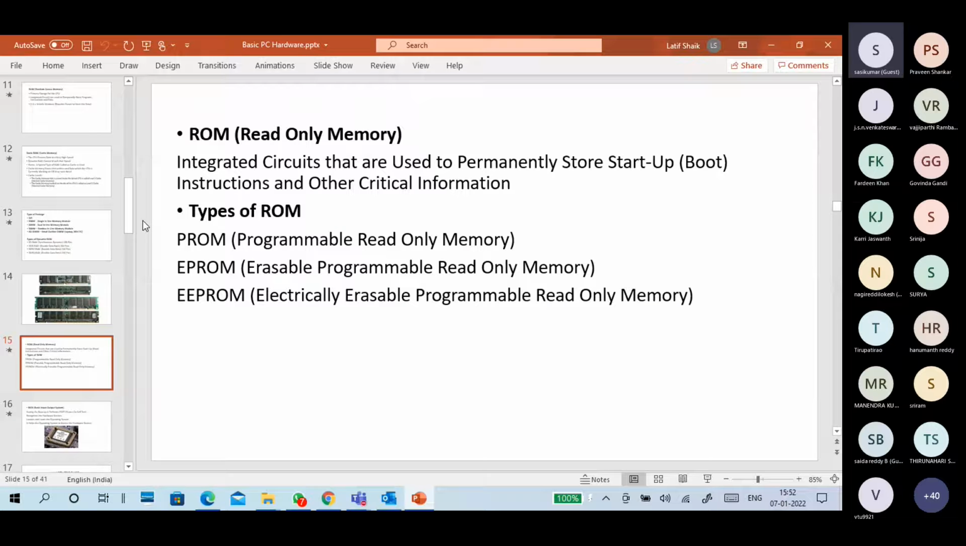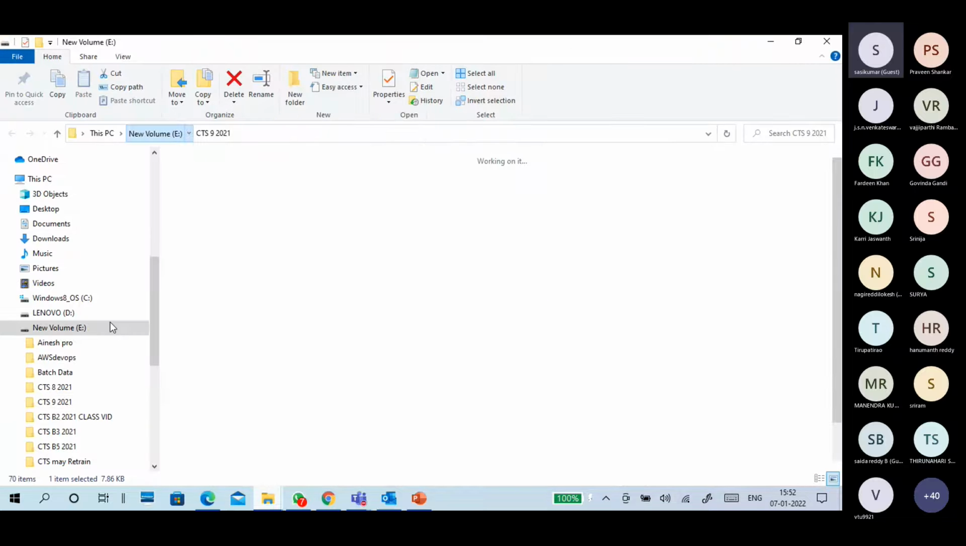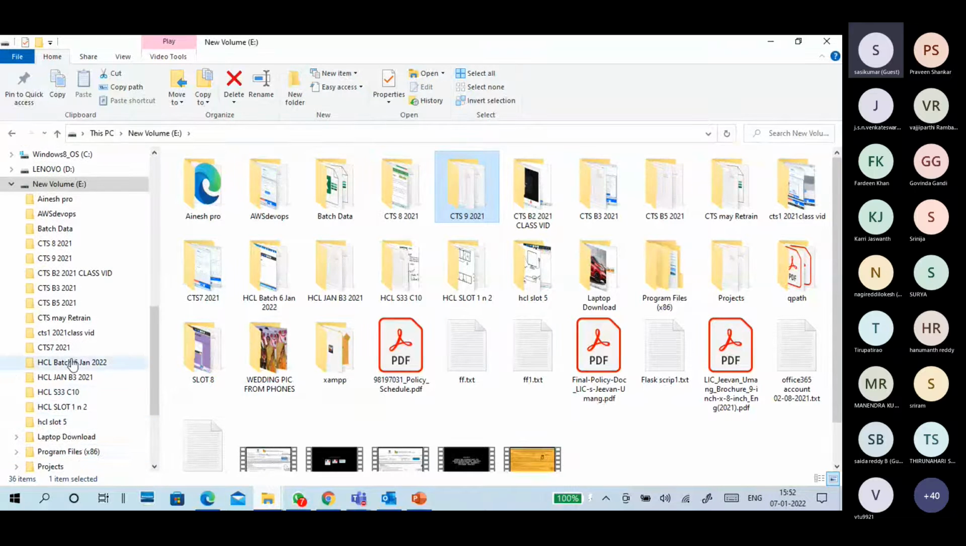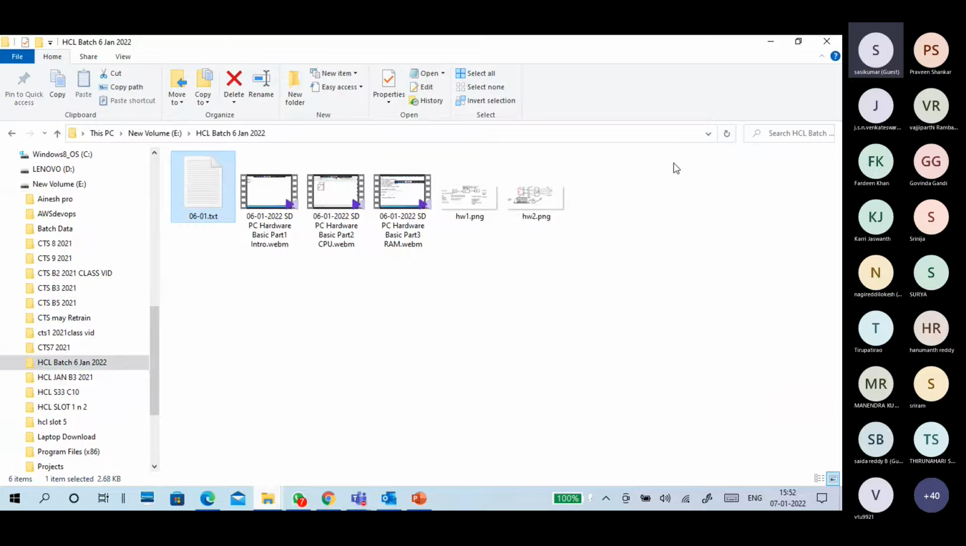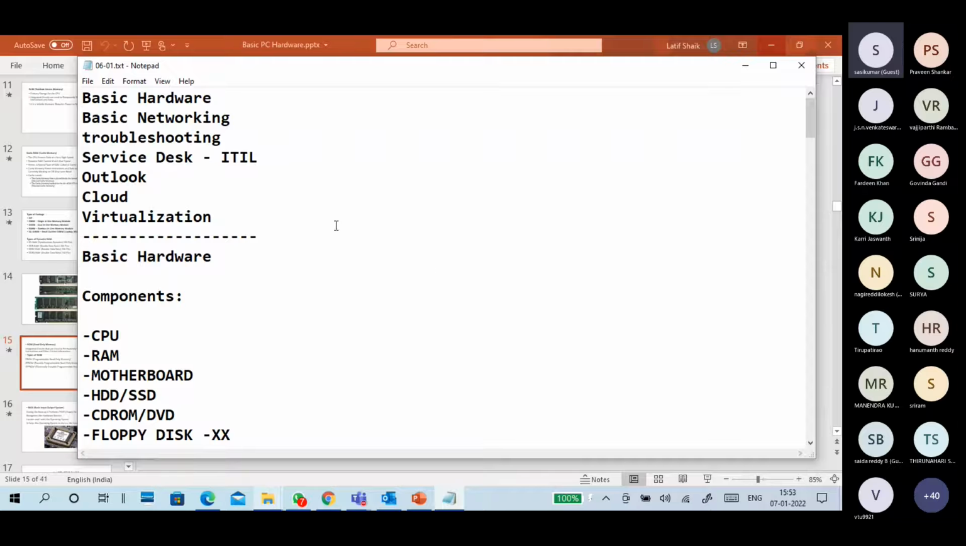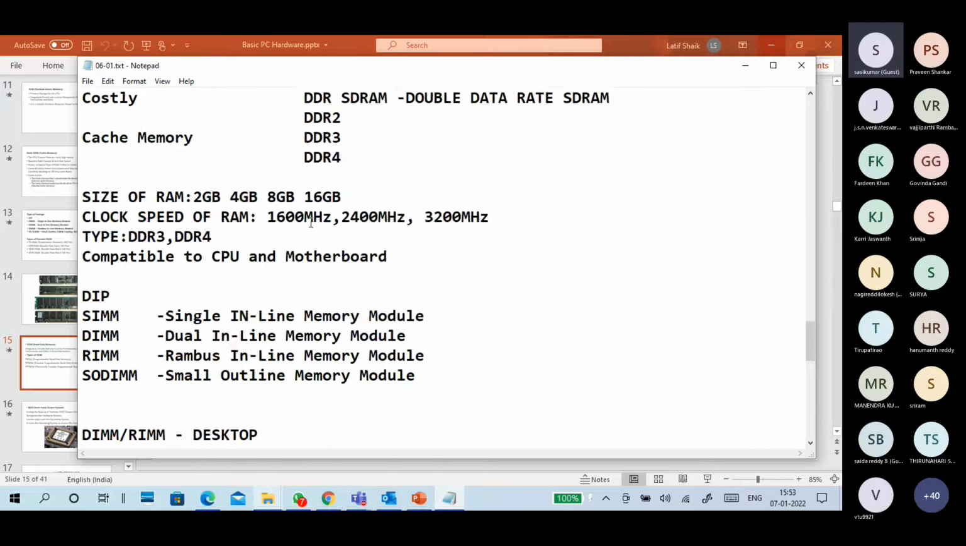So first of all, we're going to discuss a few things about ROM, as we saw yesterday. What is a device, what is the purpose of a device, and the related things. And next, as I already told, there are a few devices that are very important to know about in terms of hardware. Yesterday we discussed your basic hardware components.